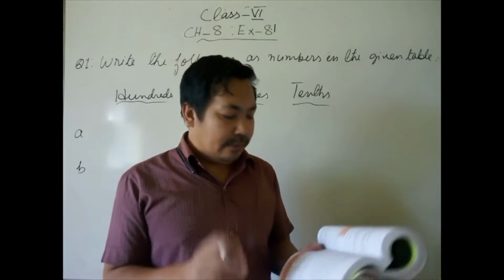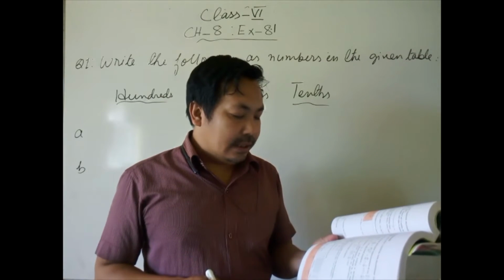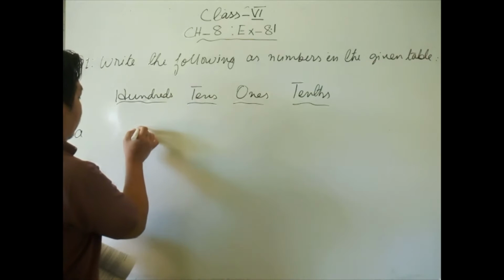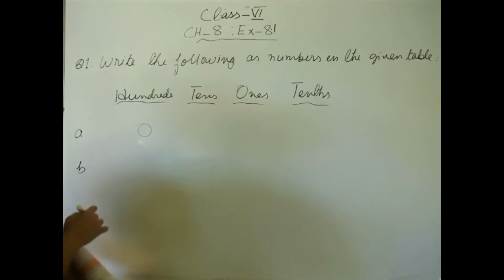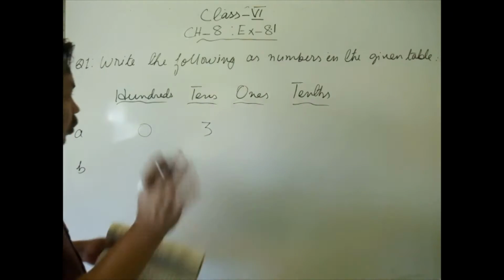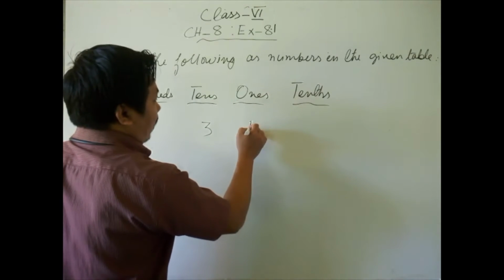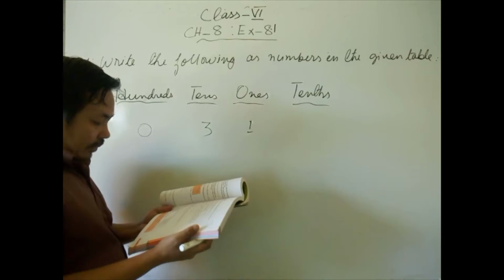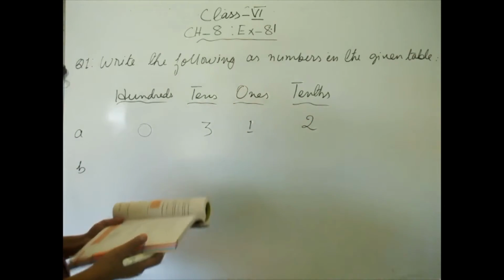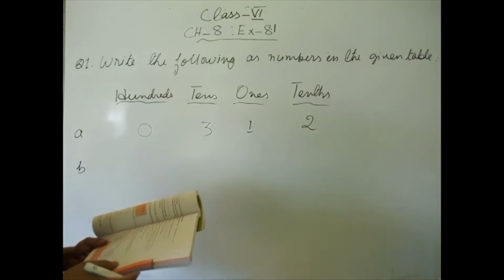Okay, so for A, we got 3 tens, so the hundreds place will be 0, the tens place will be 3, and 1 is there in the ones. So 1. Then in the tenths place, there are 2. So 2 tenths. Okay.